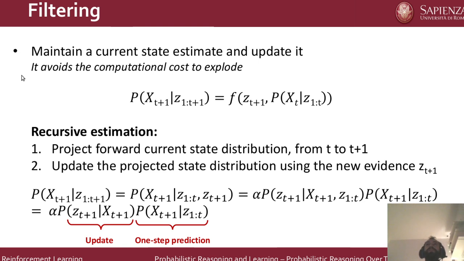So let's look more in detail at all of these processes, and we'll start with filtering. So we want to maintain, in this case, a current state estimate and update it every time we receive a new observation. So how do we do this? So this is mostly a recursive estimation, and this is clear from what is made explicit in this formula.